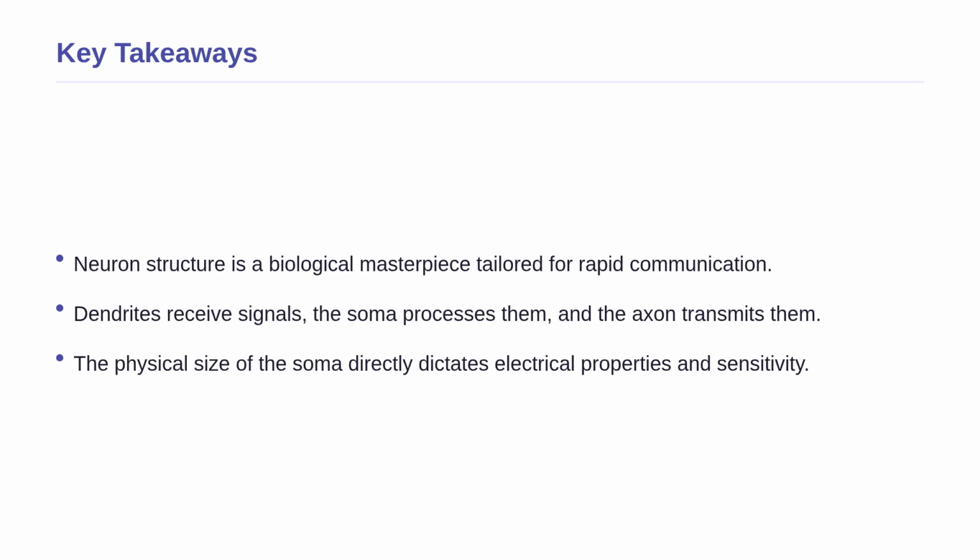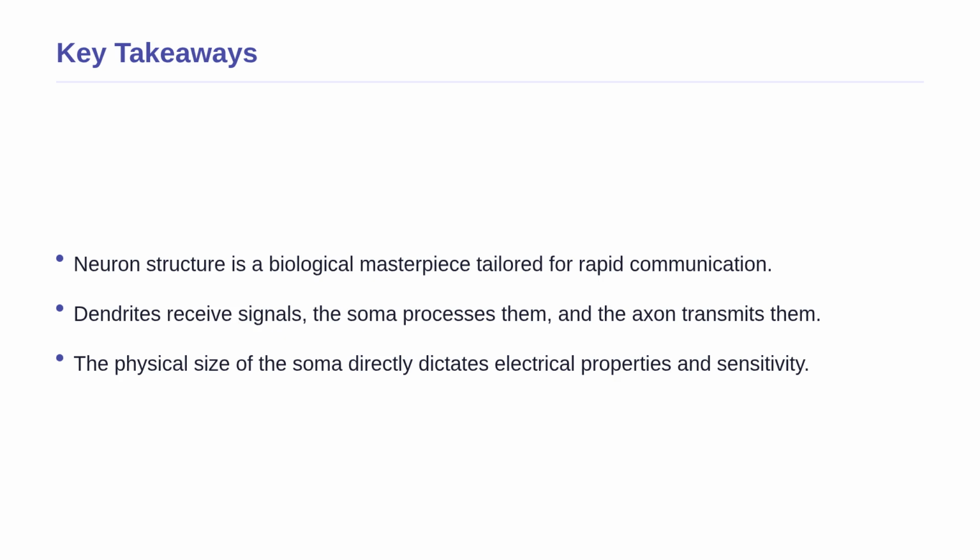We have covered a lot of ground today, so let us summarize the most important ideas. First, the structure of a neuron is a masterpiece of biological engineering, perfectly tailored for rapid communication across vast distances in the body. Second, its anatomy is highly specialized. Dendrites receive messages, the soma processes them, and the axon transmits them.